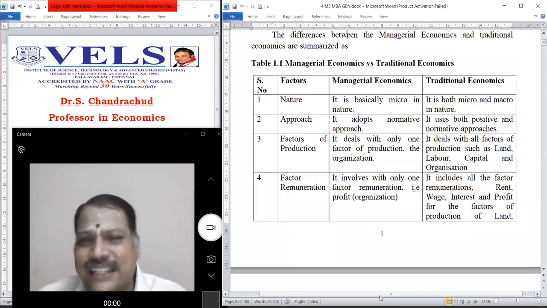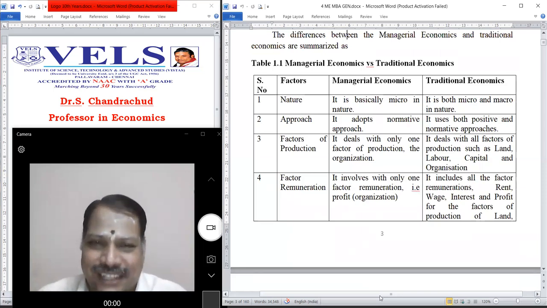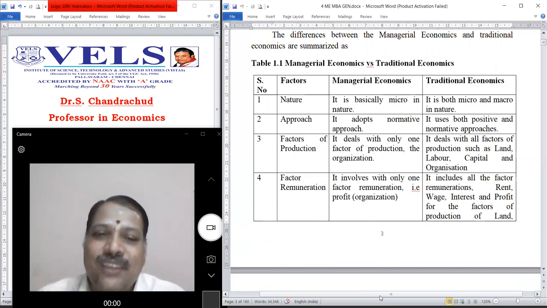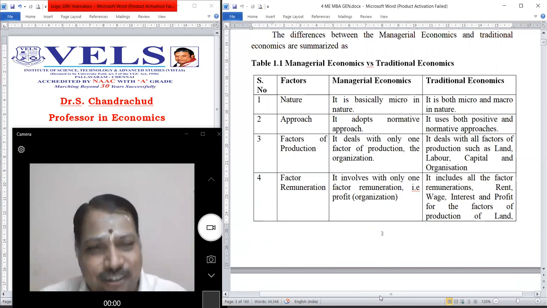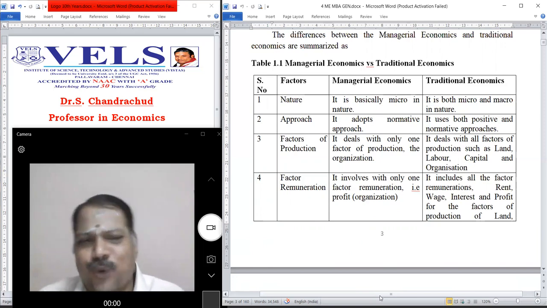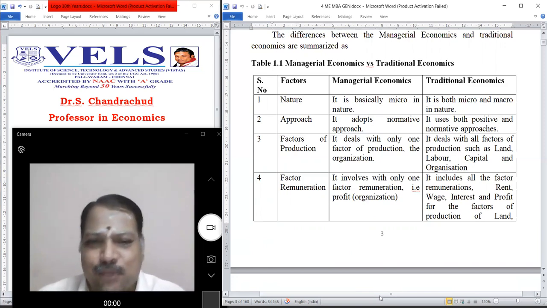First, we are considering the nature. Based on the nature, managerial economics is basically micro in nature, but traditional economics is both micro and macro in nature. While we are considering the approach, managerial economics adopts the normative approach, but traditional economics uses both positive and normative approaches. The third factor we are considering is the factors of production.